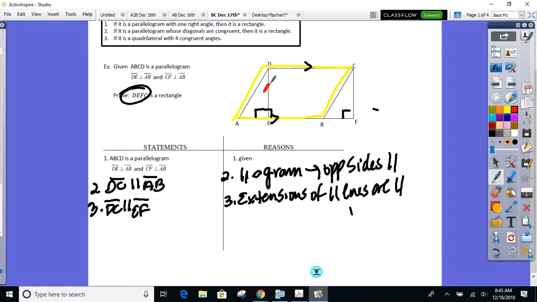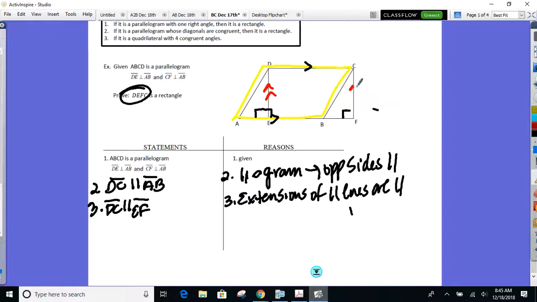Okay, stop. Anybody know why that's true? Why that is true? Hi, Emma. How does that get those two parallel? I'm waiting for the connection to why it makes those parallel. There you go.